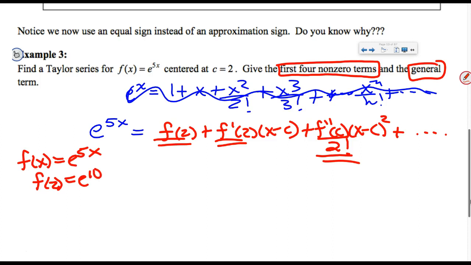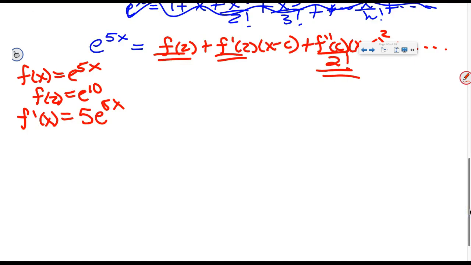Then what will I do? Create the next coefficient. This is the successive derivatives. This makes them match at a point. Now I'm going to make sure the slopes at that point are the same. F prime of x is 5e to the 5x. In particular, at 2, the slope of my tangent line needs to be 5e to the 10th. So now I've got my function and my polynomial matching at the center, and they have the same slope at the center. Next is to make sure they have the same curvature there.